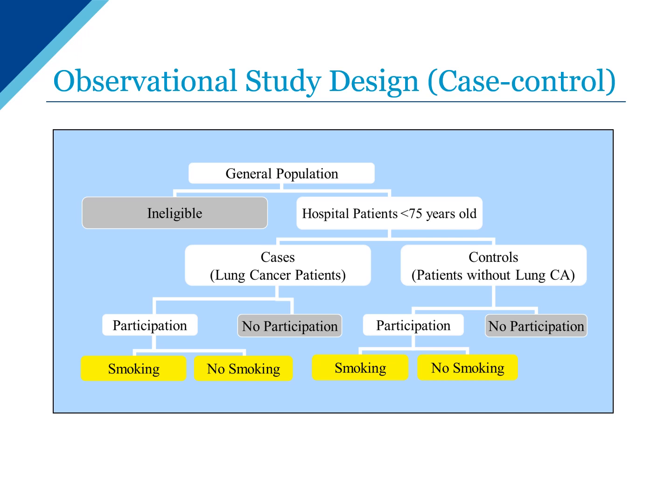We return to our cigarette smoking and lung cancer example, for which a case control study is actually the ideal study design. In this study, from the general population, they selected hospital patients who were younger than 75 years of age, and they split those into cases of lung cancer patients and controls who were patients but without lung cancer. Of those who agreed to participate, they then grouped them by smoking and no smoking as the exposure in both the cases and controls groups.